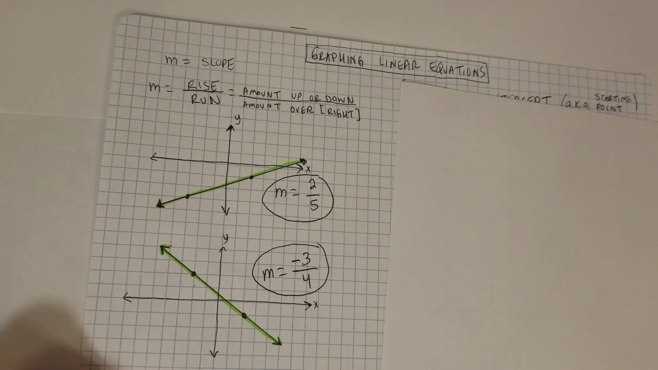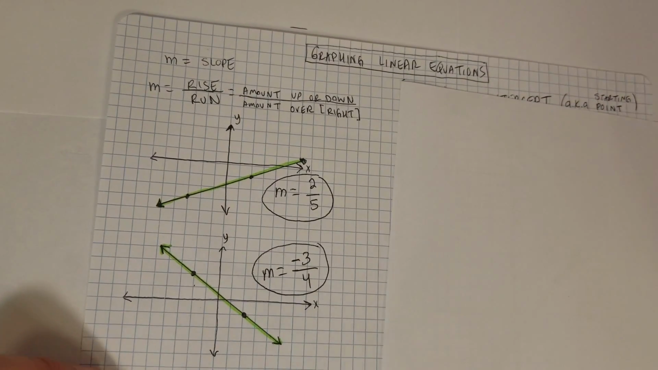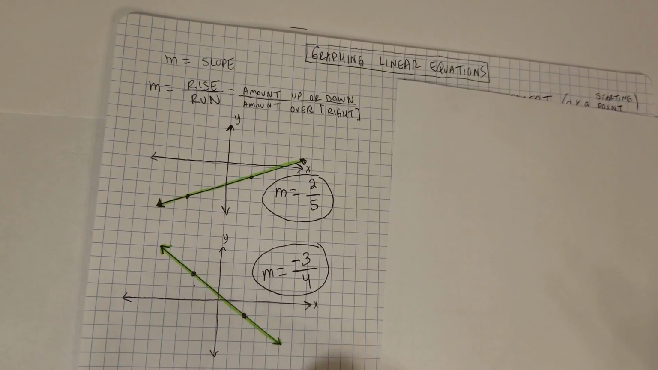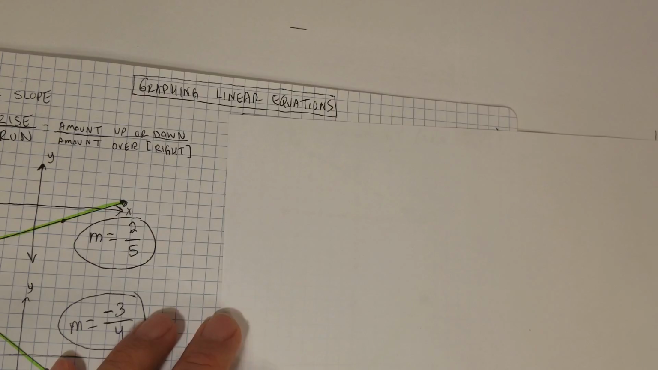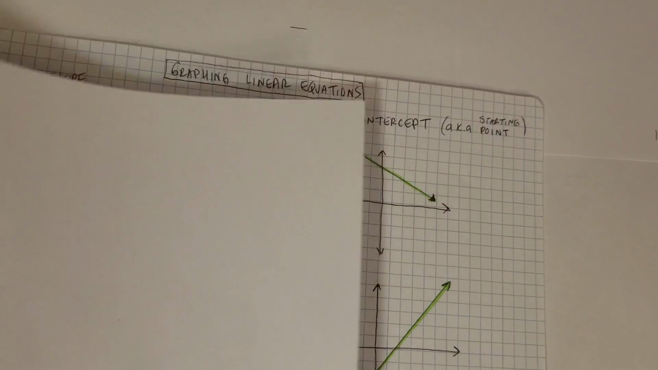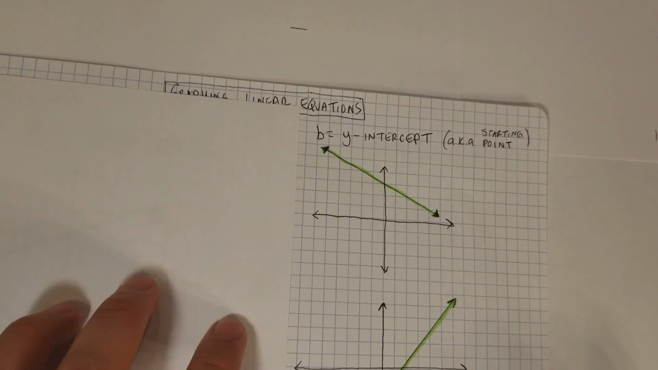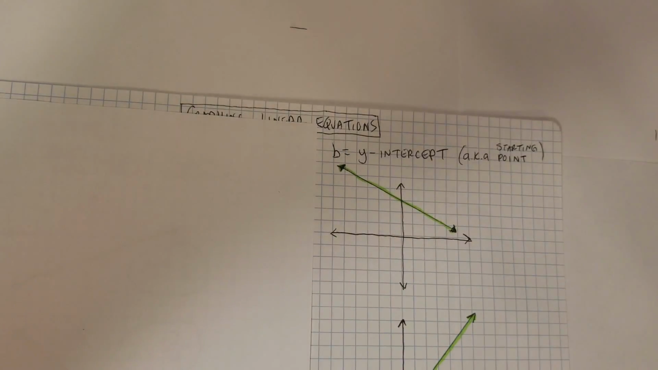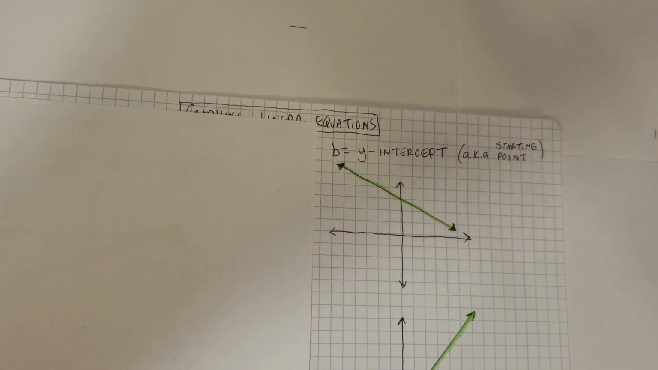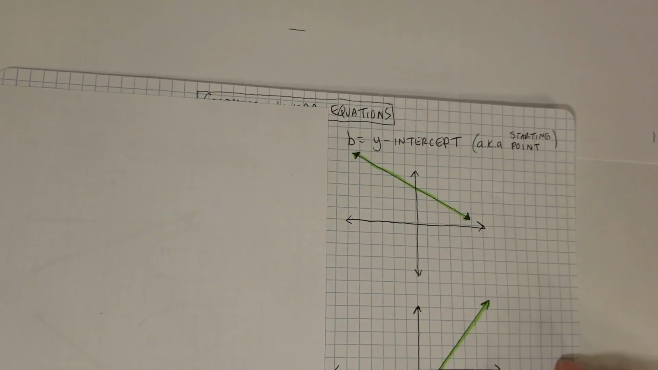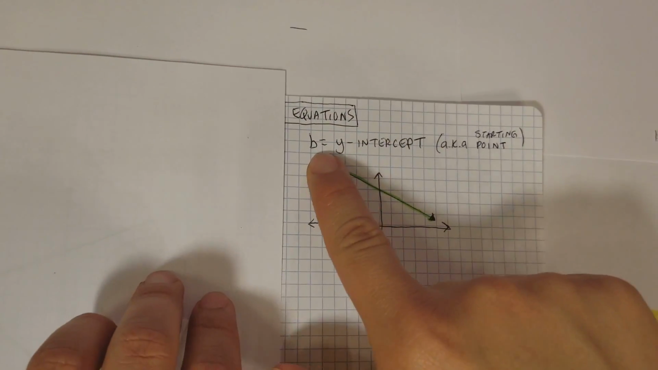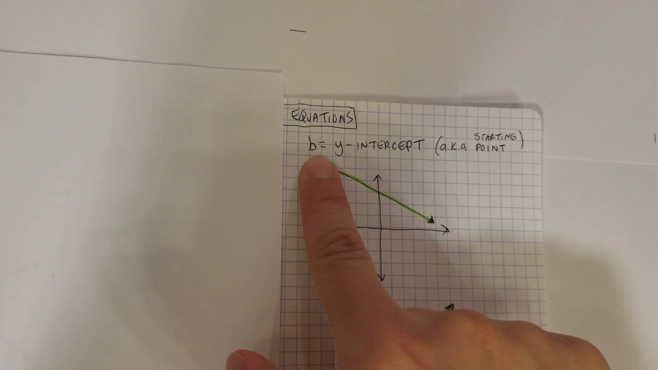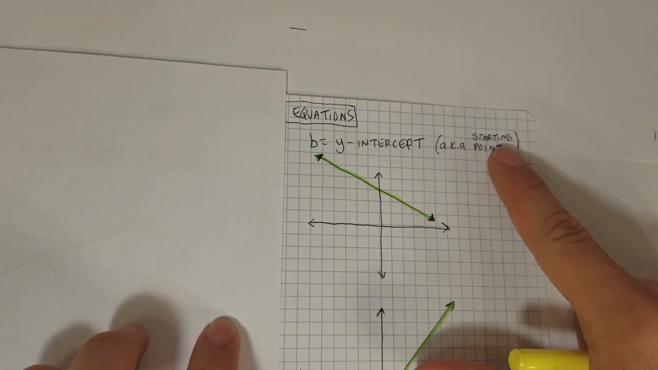Okay, so that's one thing we need to be able to solve to graph a linear equation. The next thing we need to know is the y-intercept. The y-intercept is a special point: it's the point where the line touches the y-axis, which is why it's called the y-intercept. It's typically represented by b, and it's also known as the starting point.